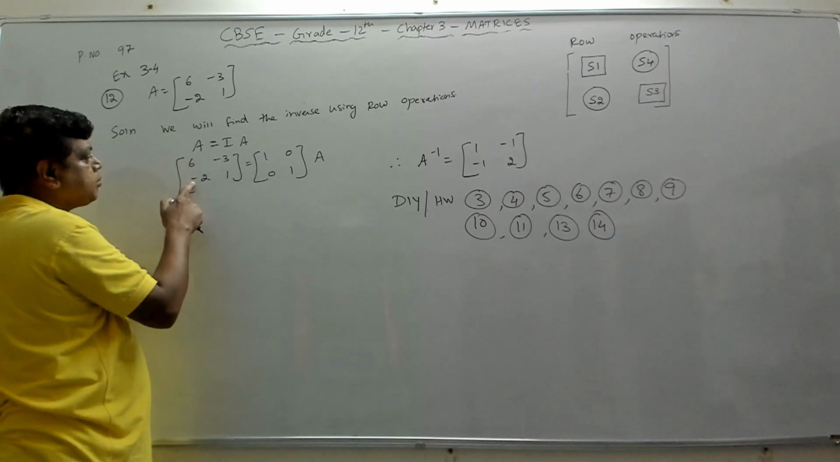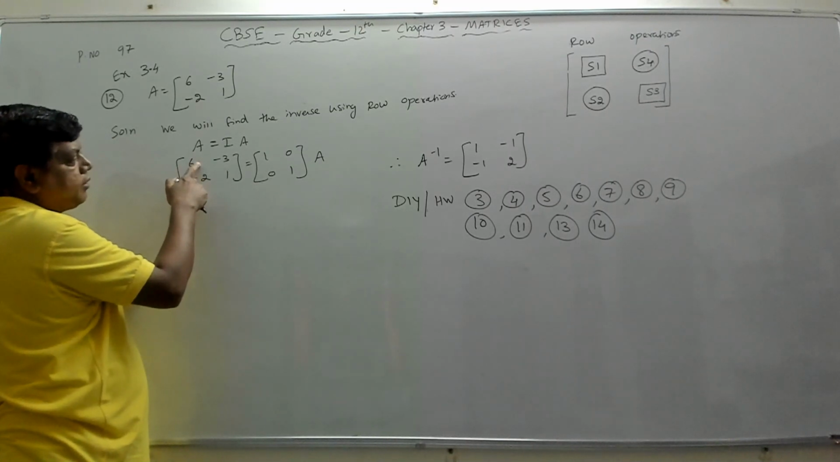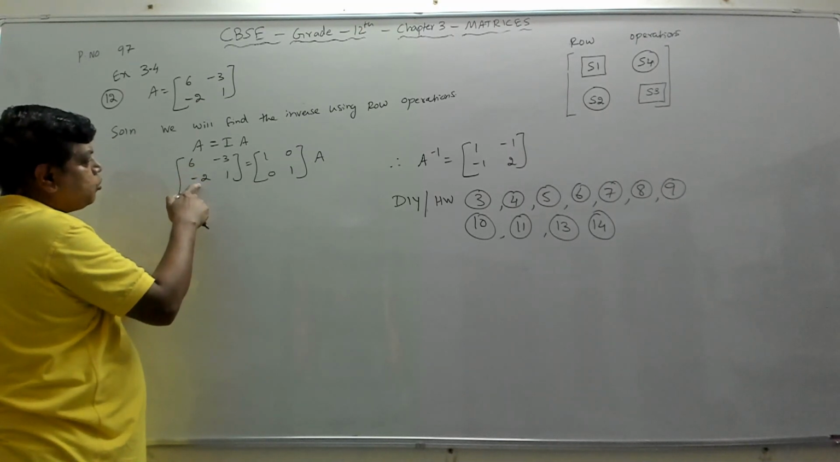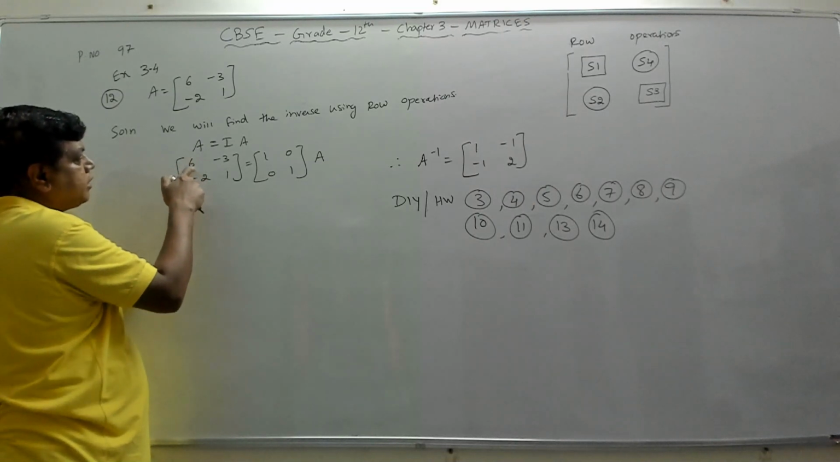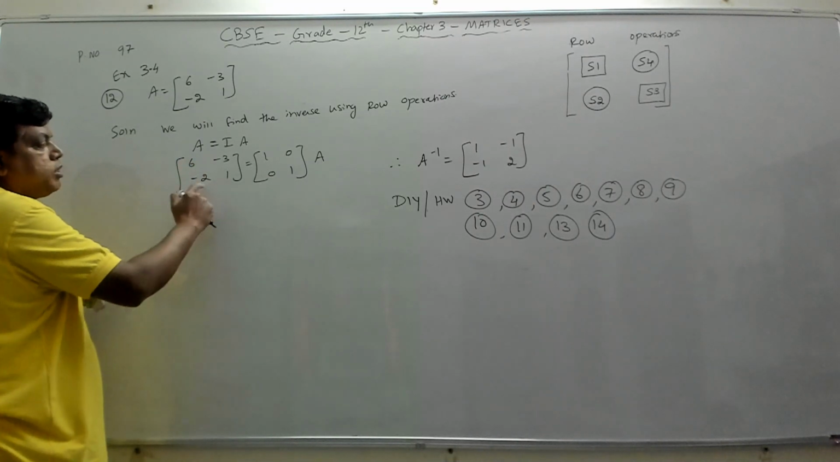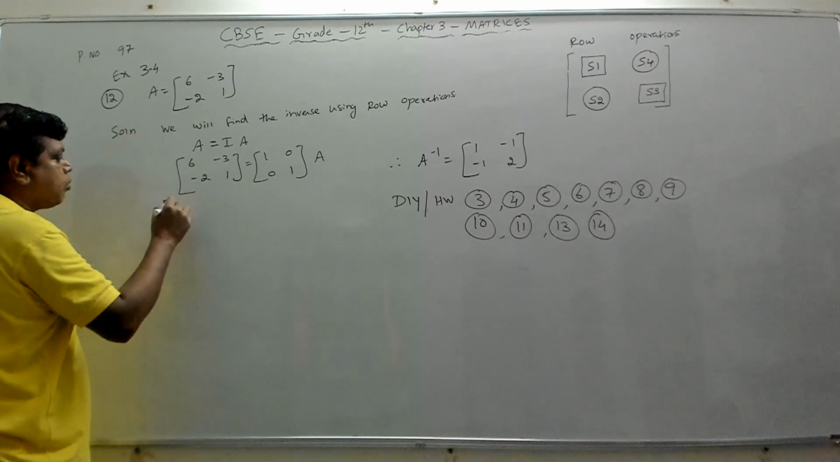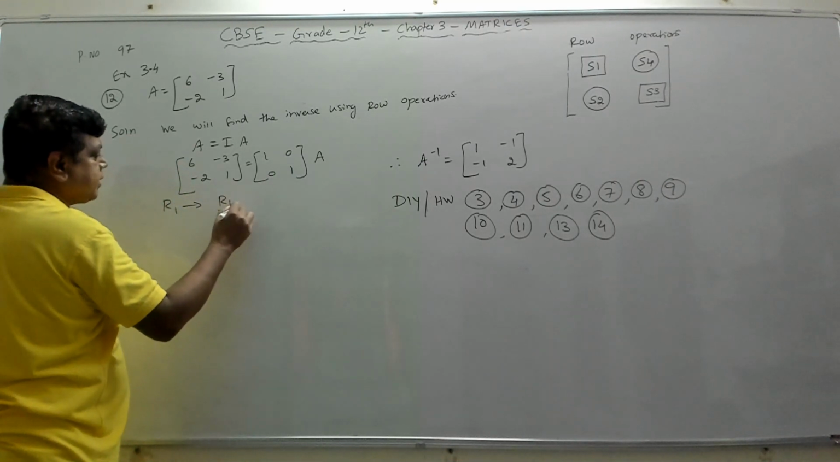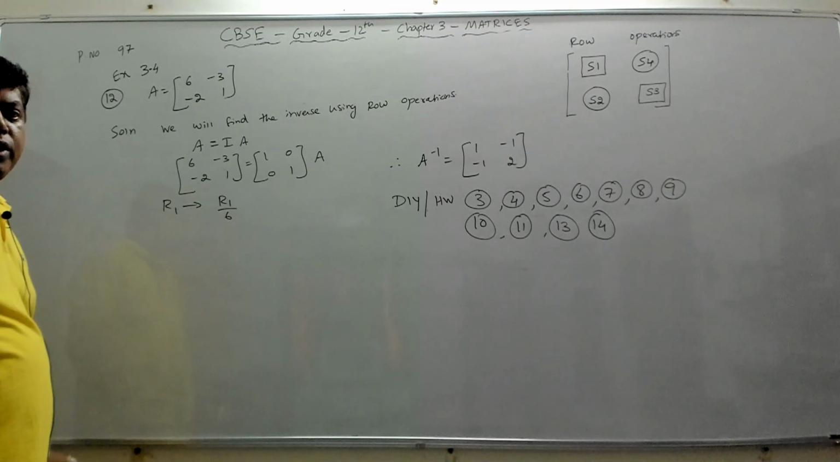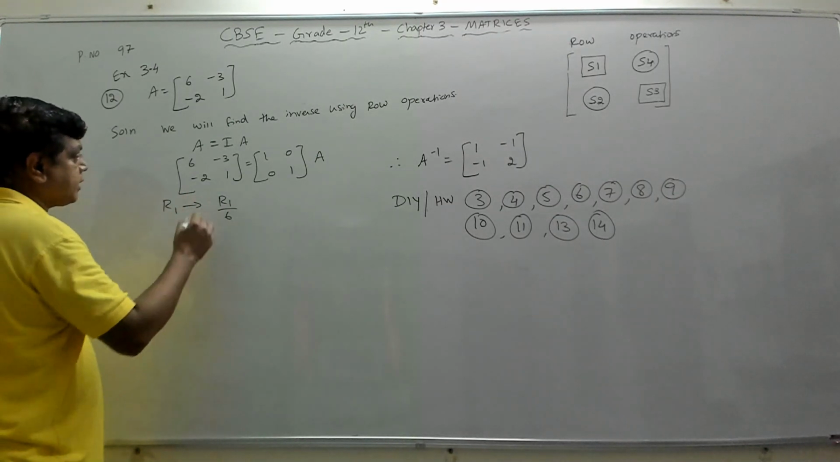If you add, I'll get 6 minus 2 as 4. If I subtract, I'll get 8. Or if I do this with 2 times this or 3 times this, I'll either get 0. I don't get 1 using R2. So it is very easy to make this 6 as 1: we write R1 implies R1 by 6. I'm going to divide each element of row 1 by 6. Then it will become 1.